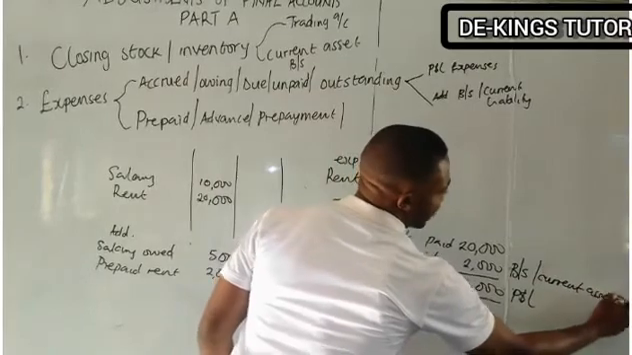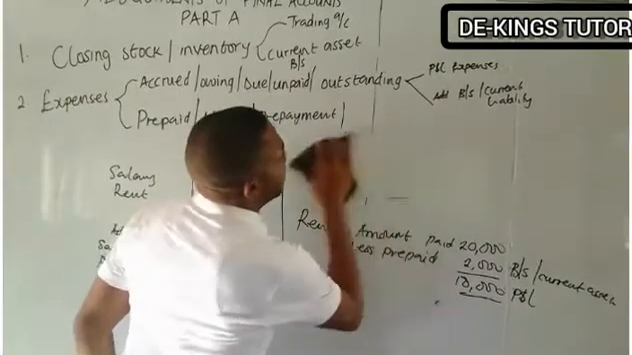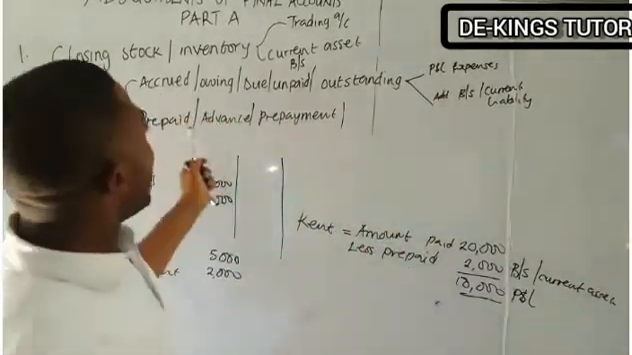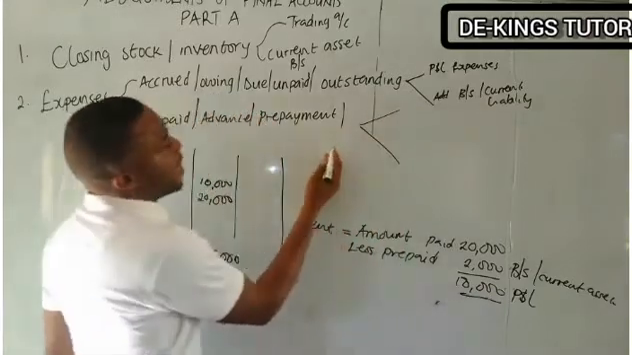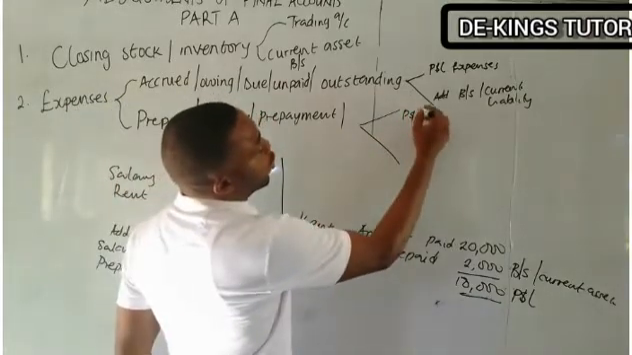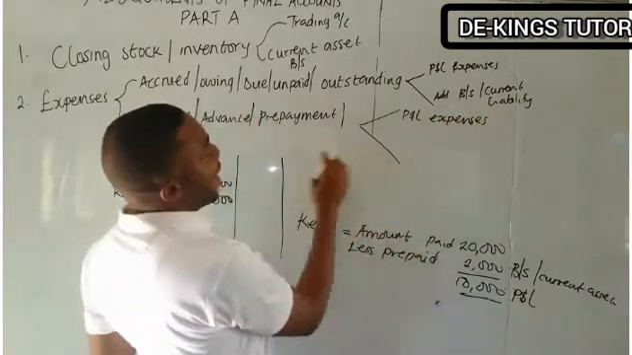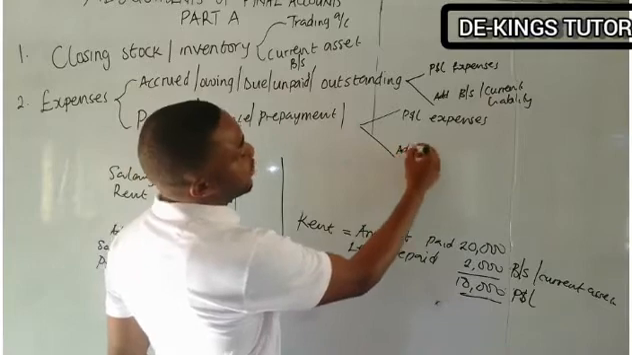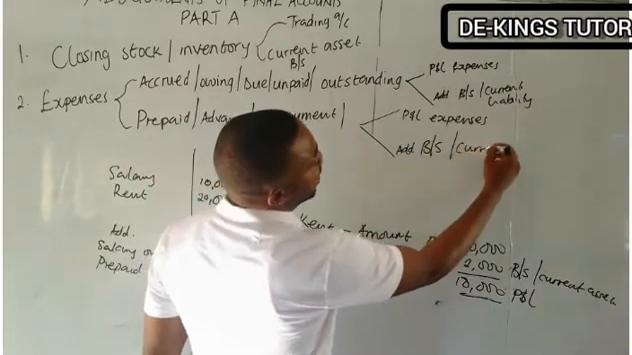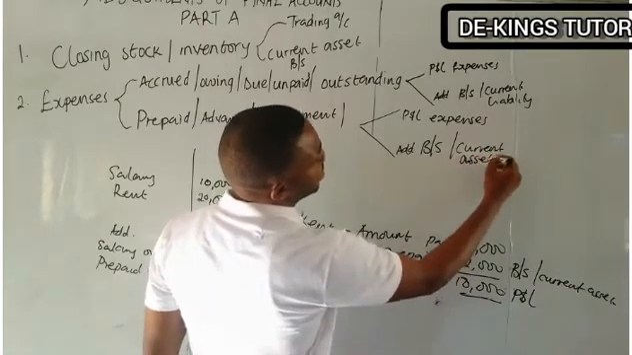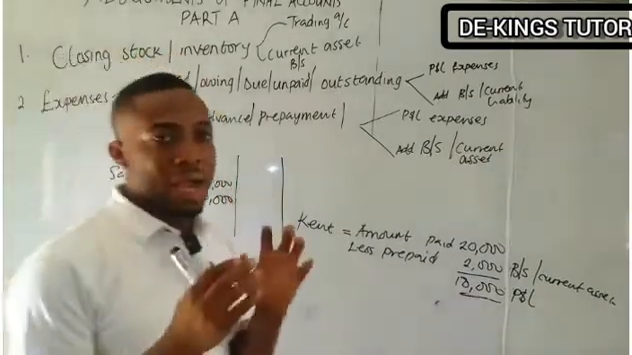It's the same thing as saying in the prepayment, the amount goes to profit or loss, the one that was calculated in the expenses side, while the other one in the additional information goes to the balance sheet under current asset. Okay? Remember, we said for the accrued, we add it up, while for the prepaid, we less it from the one in the trial balance.